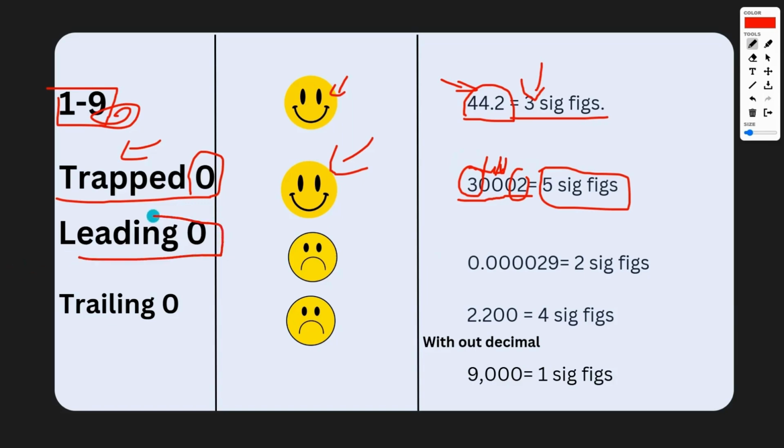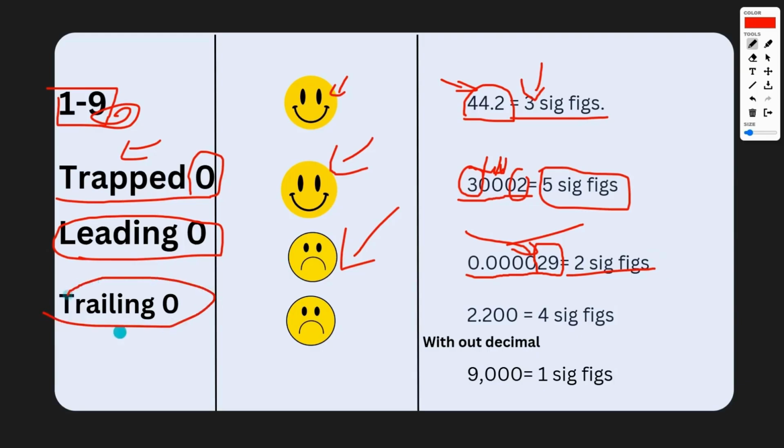Leading zeros are not significant. In my example here, I have 0.000029. The zeros that come before the 2, which is the first non-zero number, are not significant. So this only has 2 sig figs.